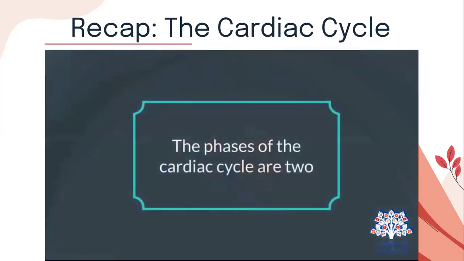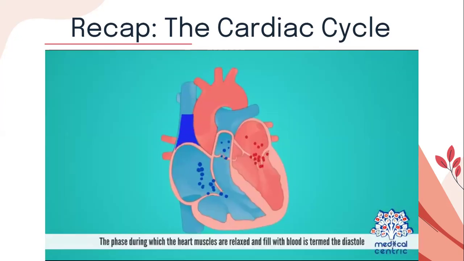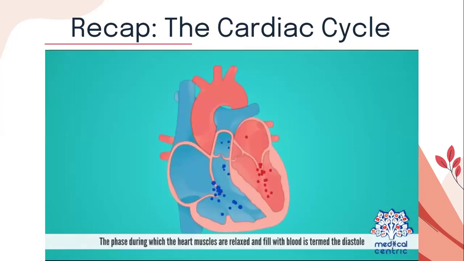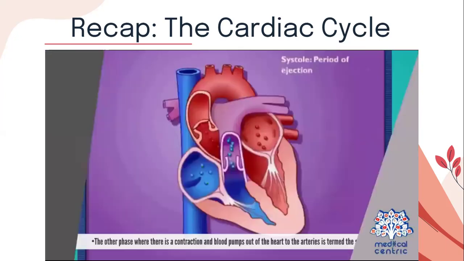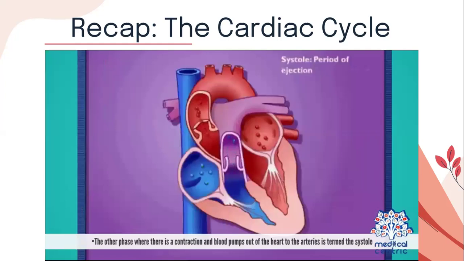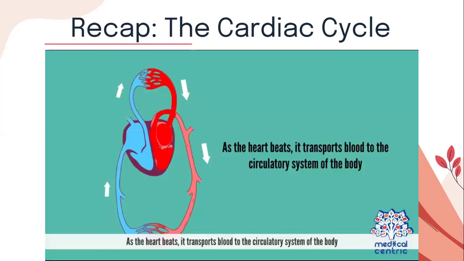The phases of the cardiac cycle are two. The phase during which the heart muscles are relaxed and fill with blood is termed the diastole. The other phase, where there is a contraction and blood pumps out of the heart to the arteries, is termed the systole. As the heart beats, it transports blood to the circulatory system of the body.